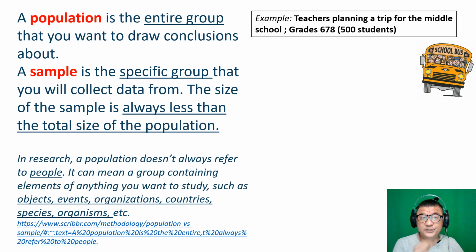All right, two big words: population and sample. Population is the entire group, a big group. For example, here, teachers are planning a trip for the middle school, and that's the 500 students. That's my population. I want to know the views of these 500. 500 is the population, so I cannot ask all of them. So what do I do? I use a sample. It is a specific group that you will collect data from. The size of the sample is always less than the total size of the population.